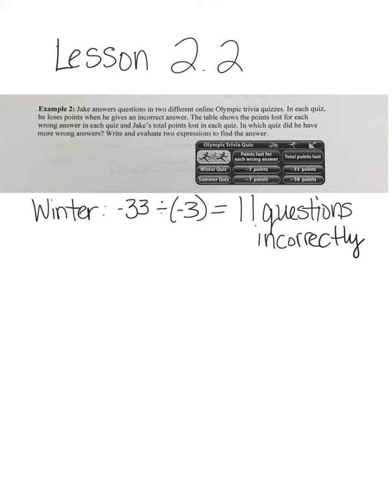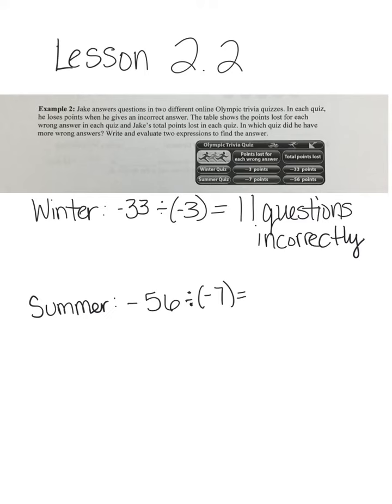And then for the summer quiz, he lost a total of 56 points. And he lost 7 points for each wrong answer. So we're going to set up our expression the same way. So our expression reads negative 56 divided by negative 7.